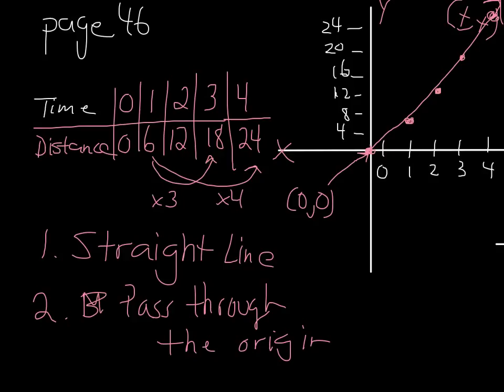Okay. Does it pass through the origin? Yes, it passes through the origin. So yes, yes. So, what is the question again? Determine whether the number of feet the sloth moves is proportional to the number of minutes it moves by graphing. Yes, it is. Explain your reasoning. It's a straight line and it passes through the origin. Okay?